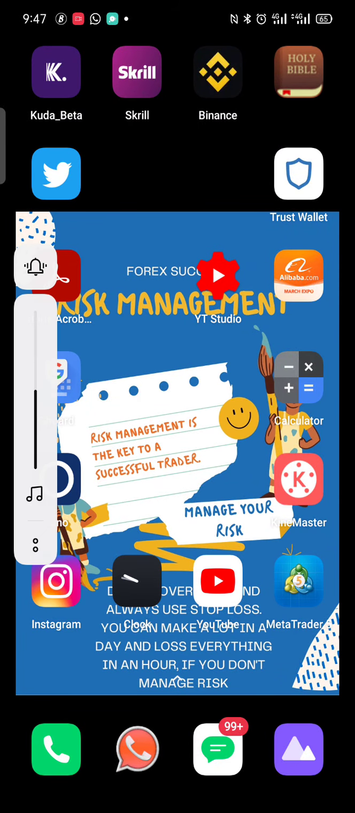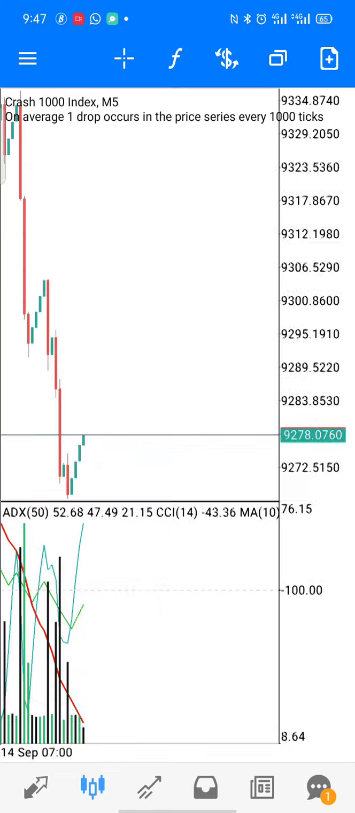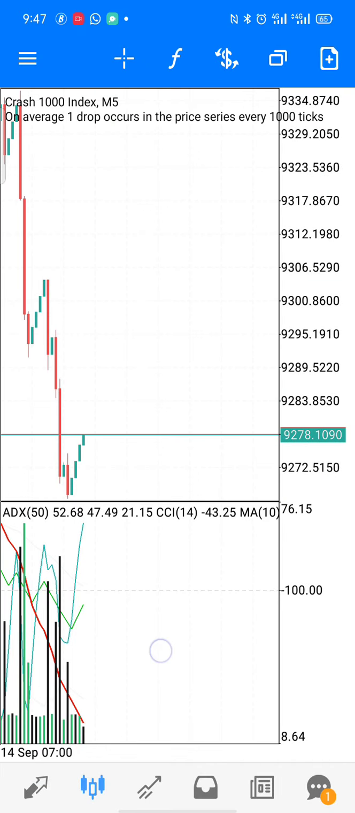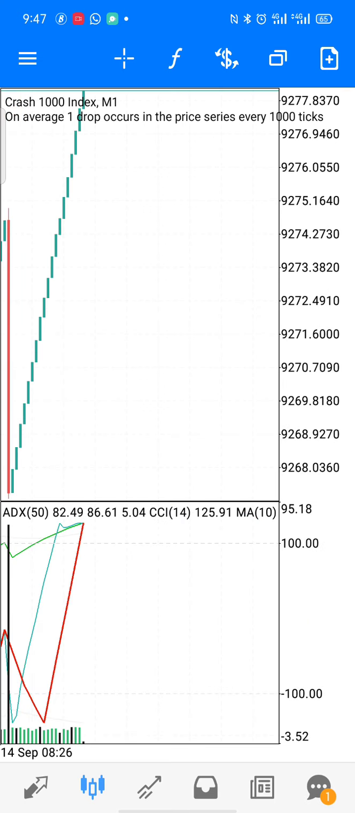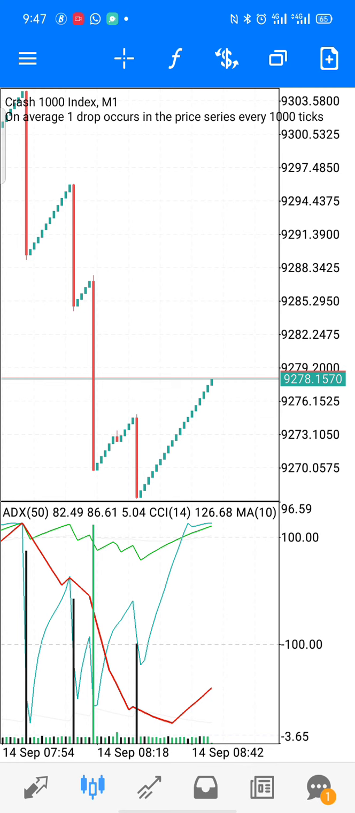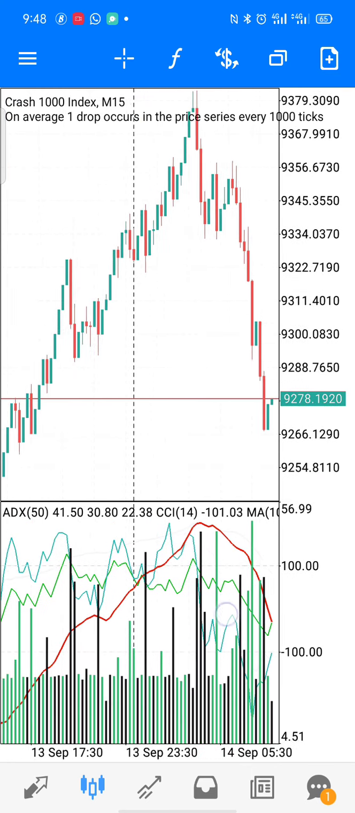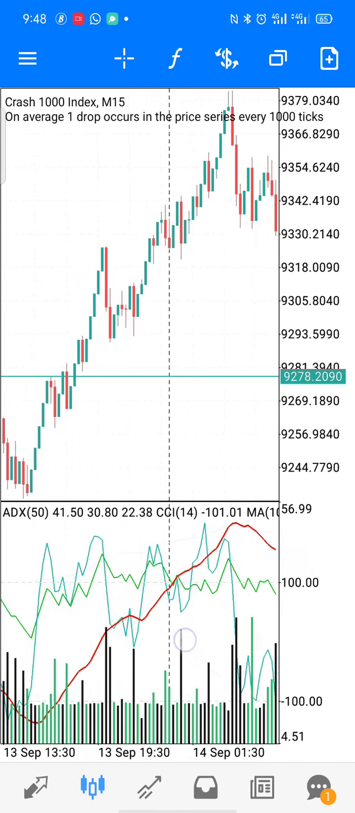So what's up, guys? Today I'm gonna catch spike on my account. Okay, watch. Waiting for conditions to be met. This is Crash 1000 Index. Look, it's on the buy. I'm watching out for this.